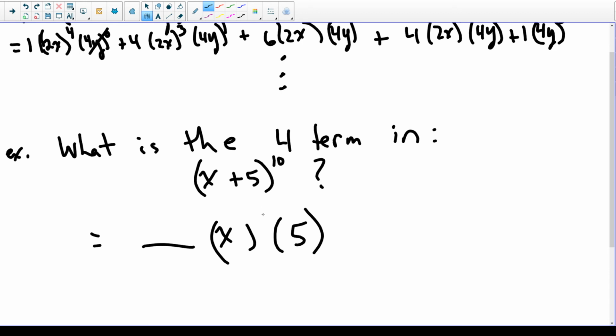What would be the power to the x and what would be the power to the 5 for the fourth term in this expansion? So I want you to think about this. You start with x and 5. What are the first powers? The first powers are 10 and 0. Well, go 4 terms in. So now maybe chat can answer. What would be the power to the x? What would be the power to the 5? And start with the x one alone, please. Just tell me what the power to the x one would be.